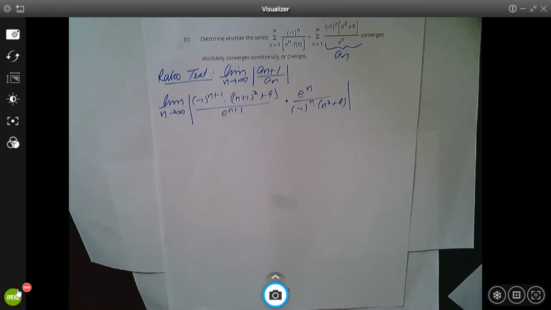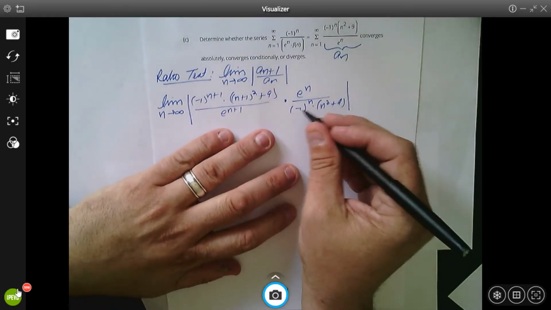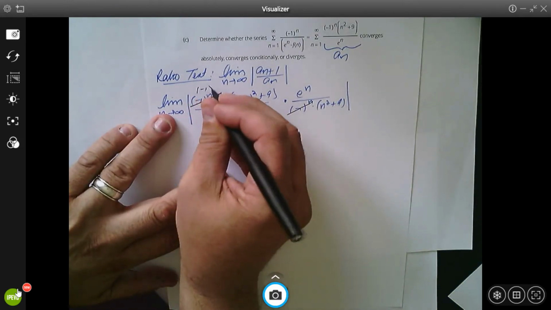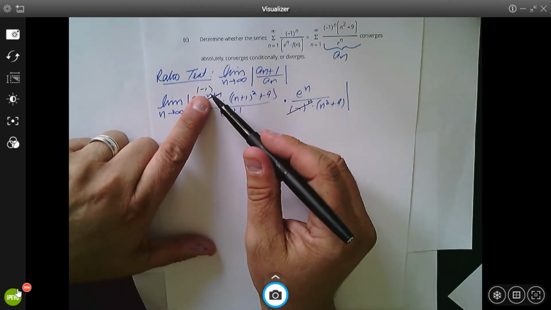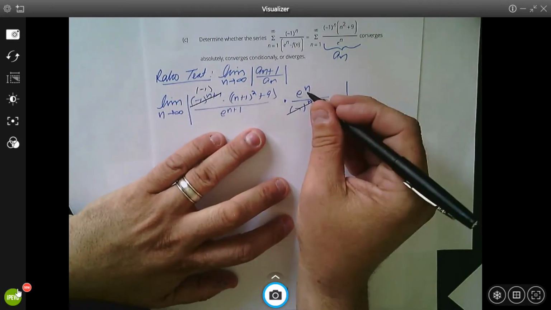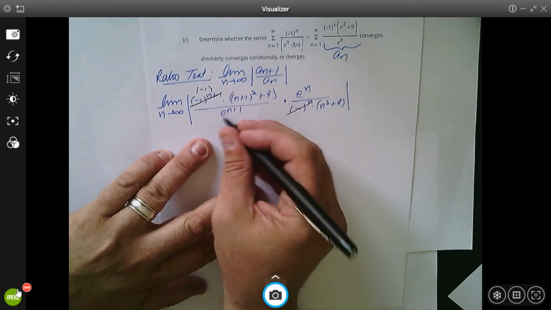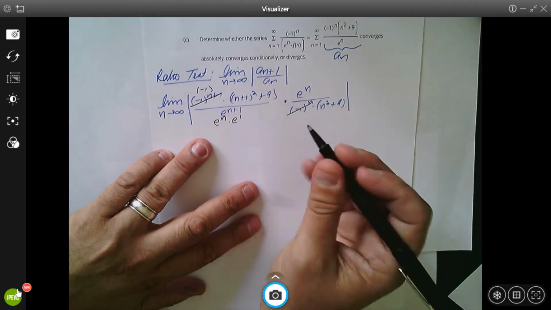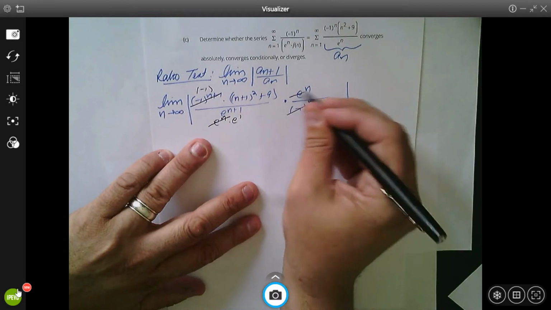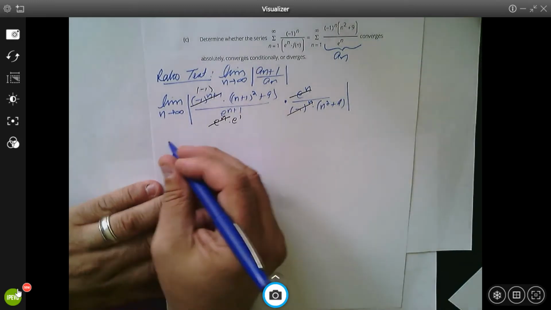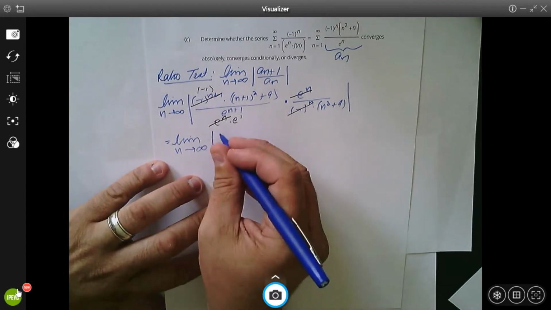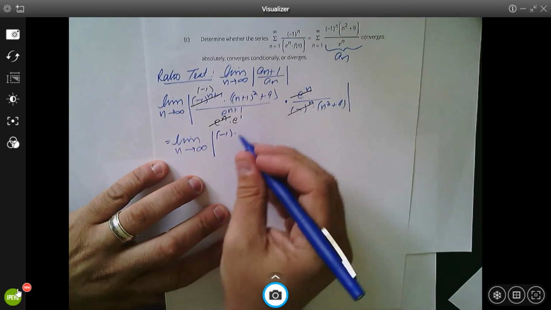And now we start looking for cancellation, and we want to be really careful with this. I see negative 1 to the n in the denominator. I see negative 1 to the n plus 1 in the numerator. Those cancel out and they leave you a negative 1 that you're multiplying by. I see e to the n in the numerator. I see e to the n plus 1 in the denominator. Remember, e to the n plus 1 is the same as e to the n times e to the 1. So those guys cancel. And what that leaves you with right now is your limit as n approaches infinity. The absolute value. Now, the negative 1, we'll talk about that in a second.